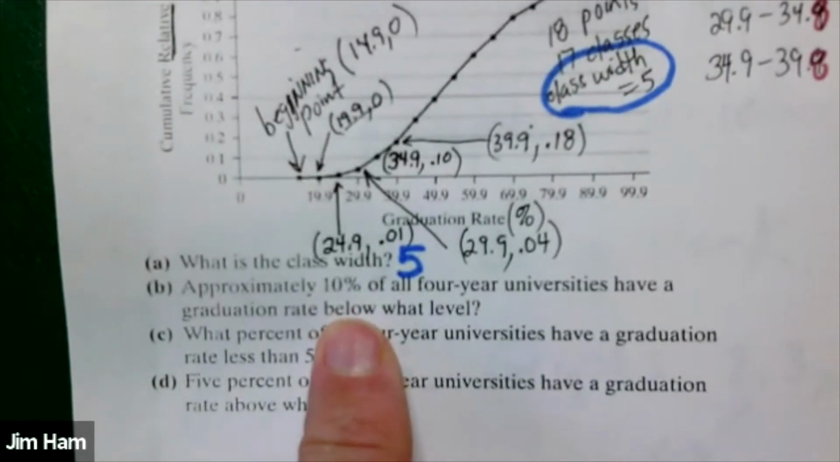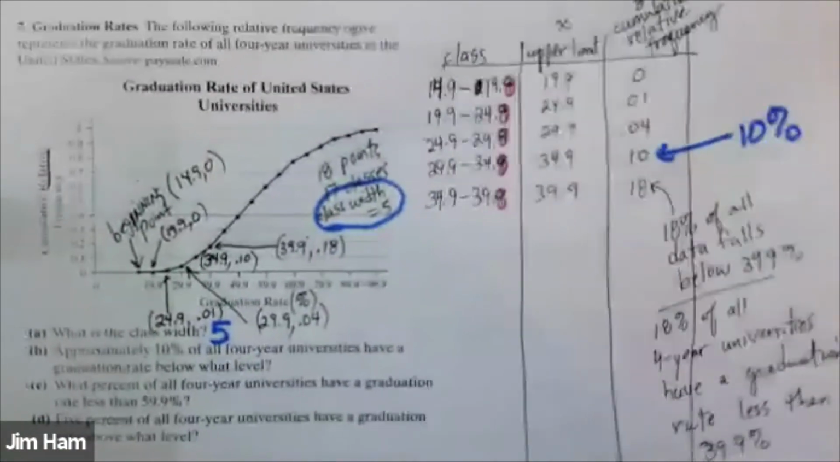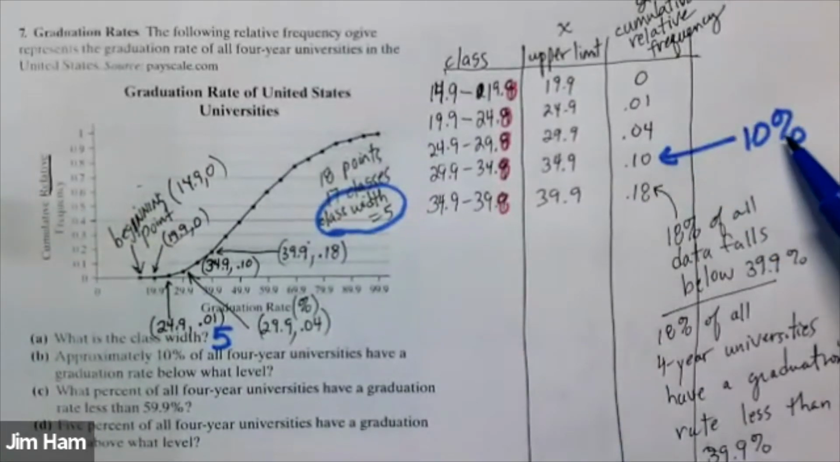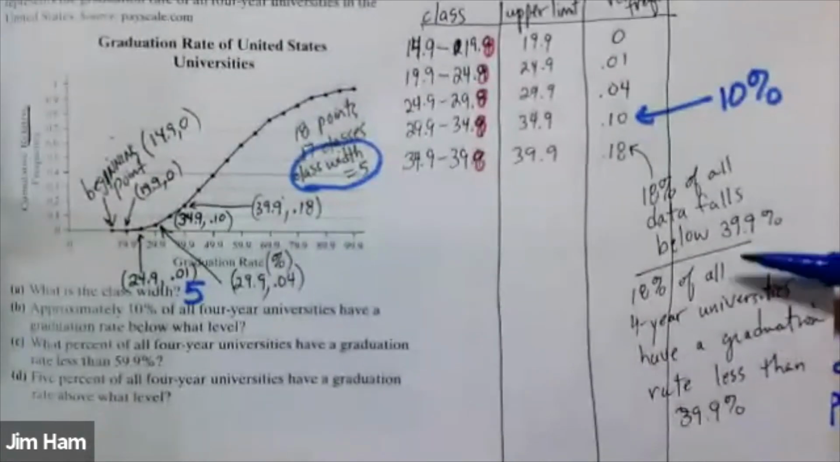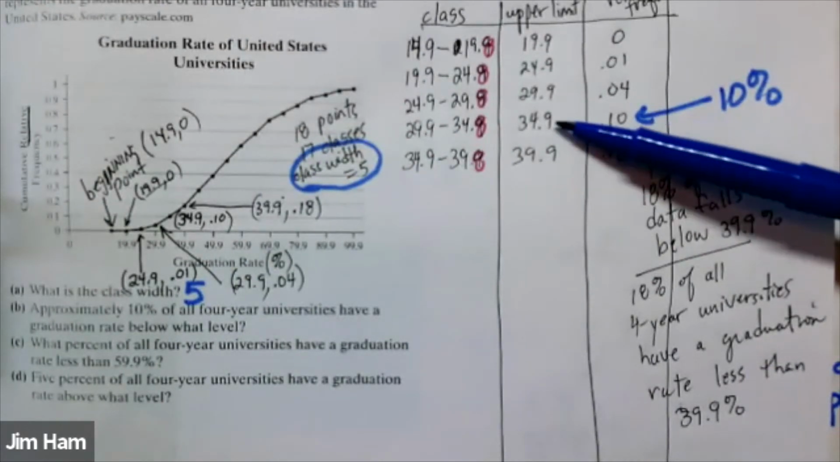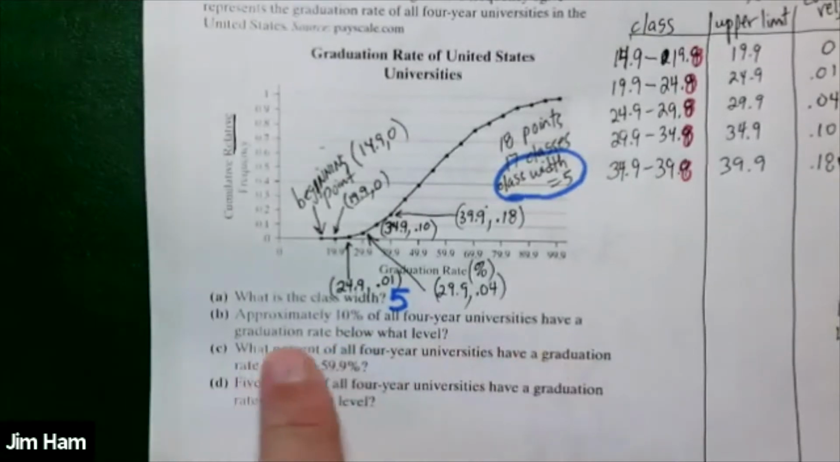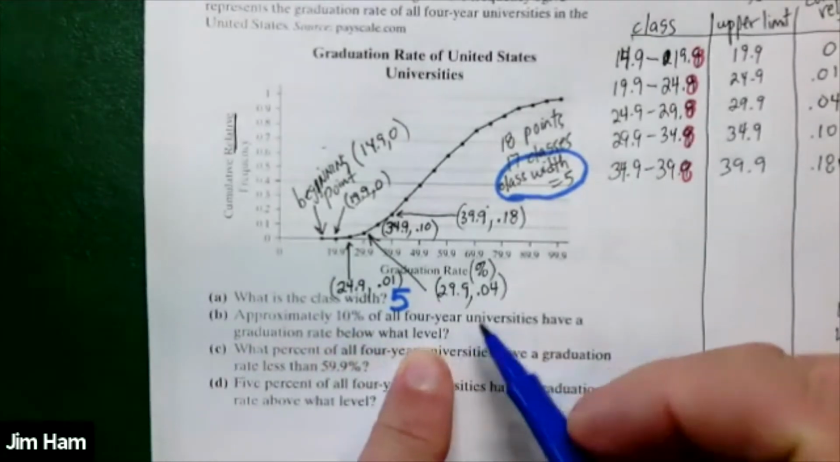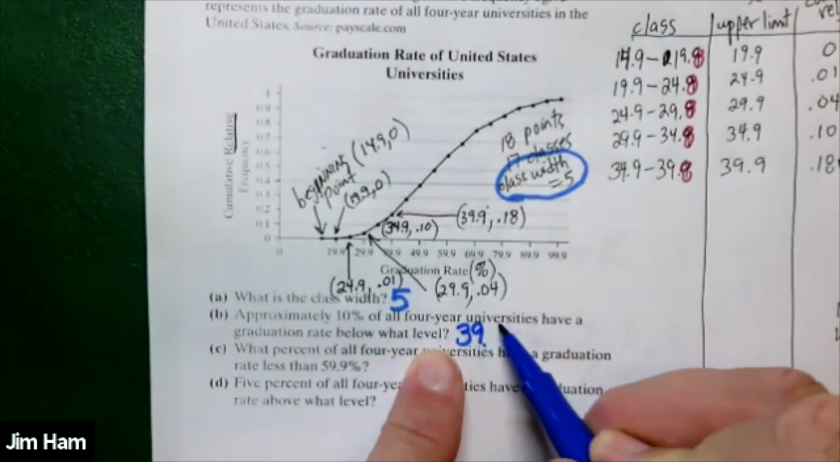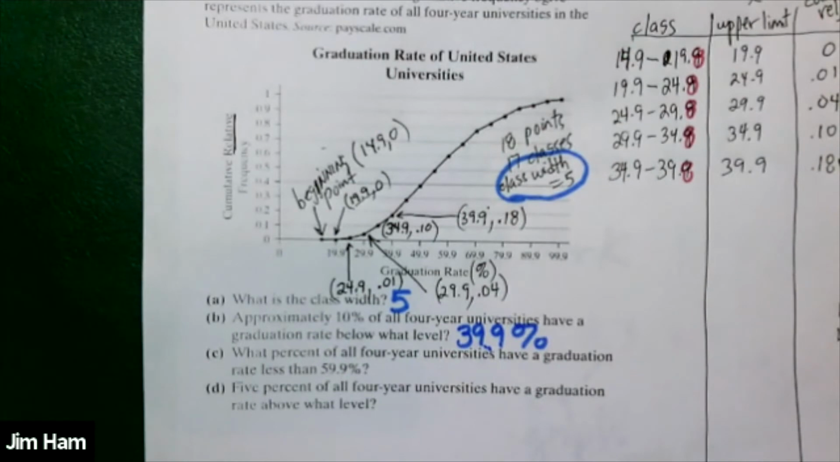Approximately 10% of all 4-year universities, that 0.10 corresponds to 10%. So using this example, approximately 10% fall less than 34.9. That's how we would interpret that. So approximately 10% of all 4-year universities have a graduation rate below 39.9%, about 40%. 1 in 10 4-year colleges have a graduation rate less than 40%.